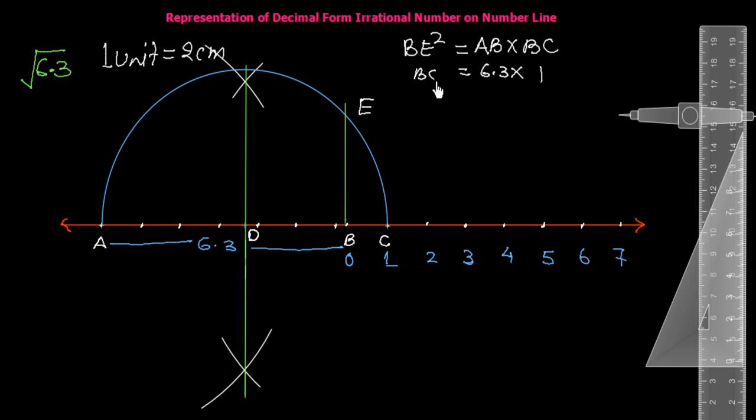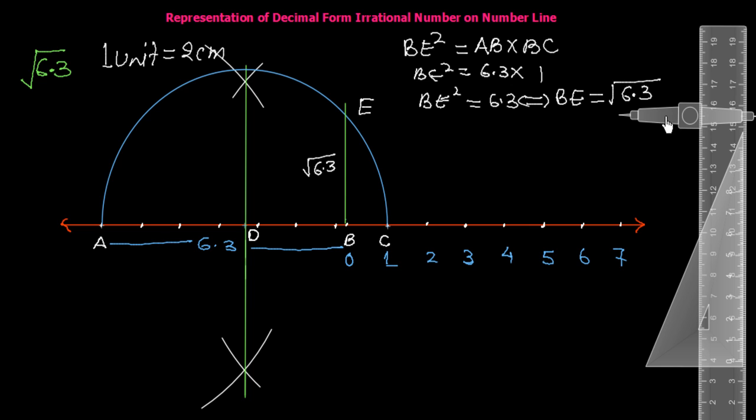So we get BE square is equal to 6.3, and finally we get BE is equal to square root of 6.3. We are taking only the positive sign here on the right side. So BE is the square root of 6.3 here. So we have got square root of 6.3.